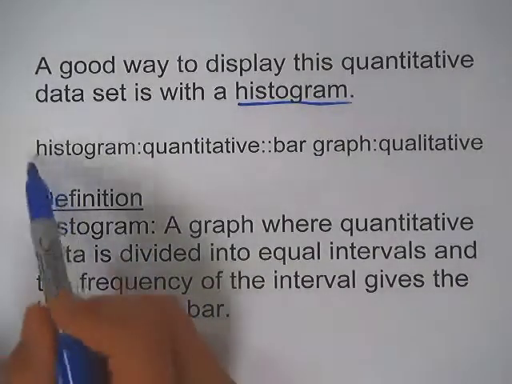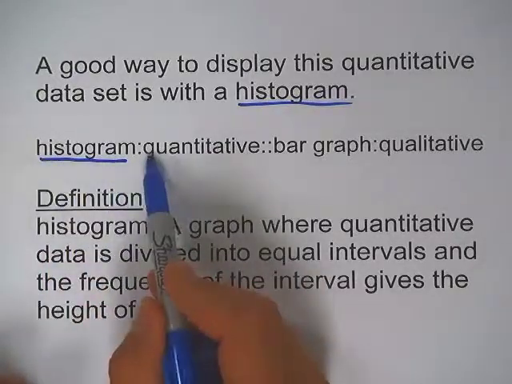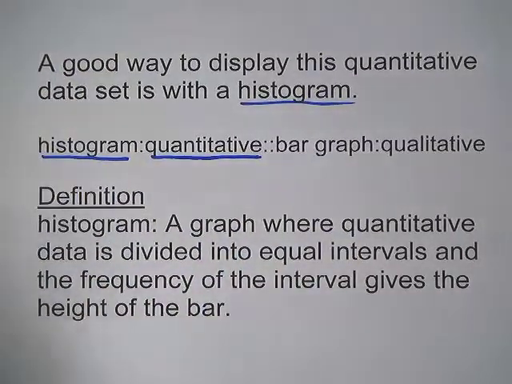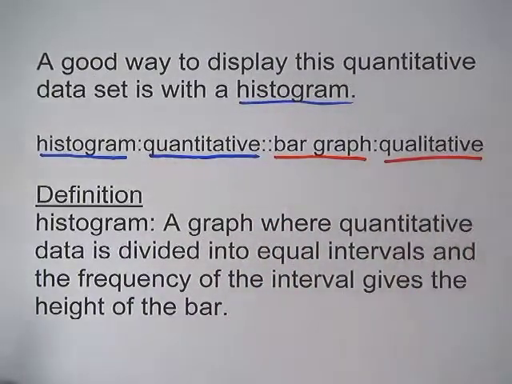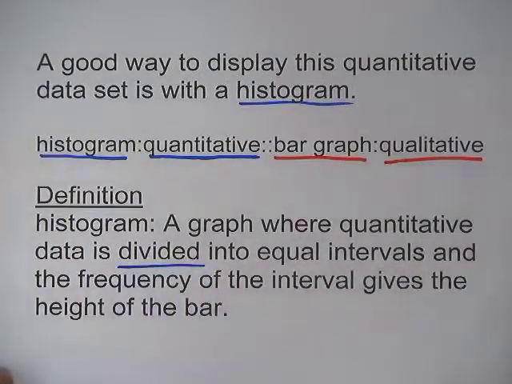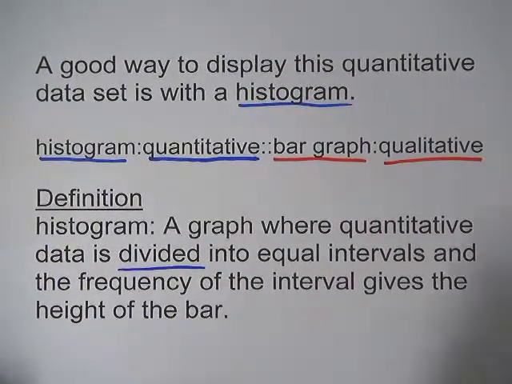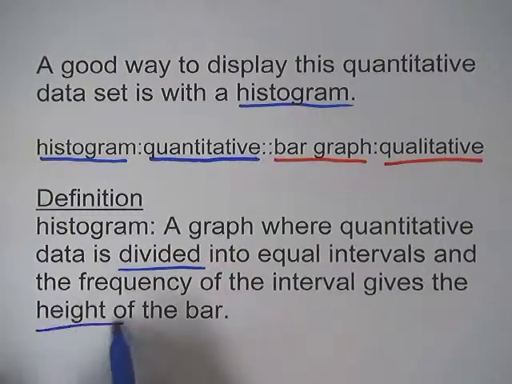A histogram is used for quantitative data, so your numerical data, whereas a bar graph is used for qualitative data or categorical data. A histogram is a graph where quantitative data is divided into equal intervals, and the frequency of the interval gives the height of the bar.